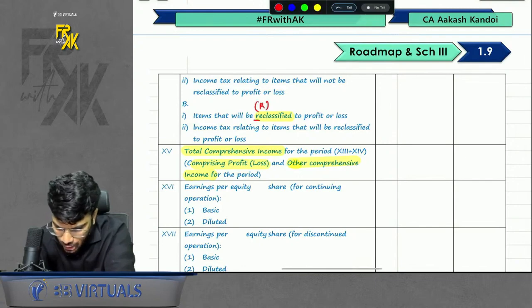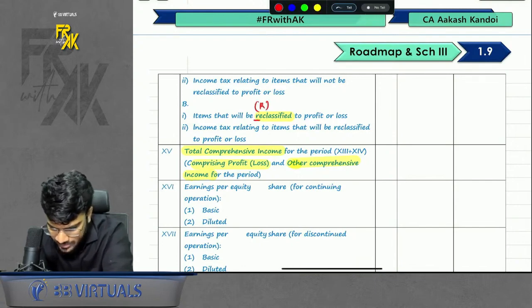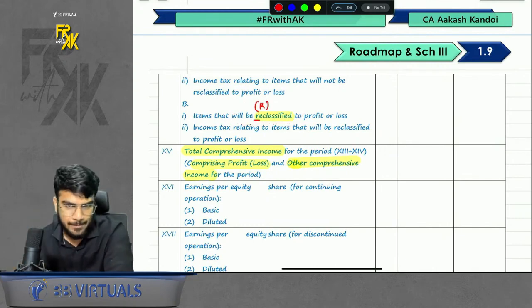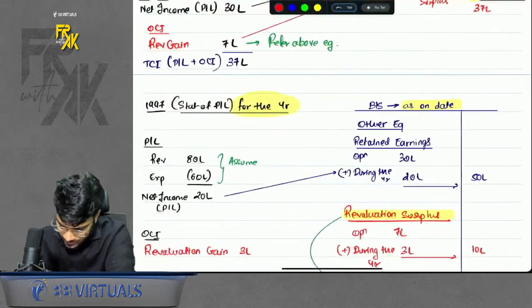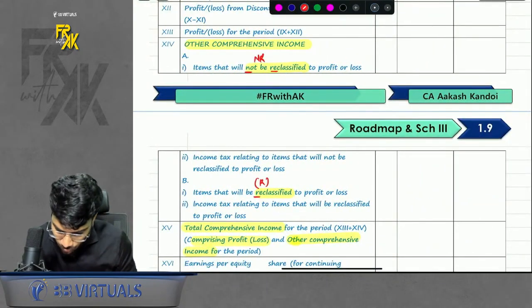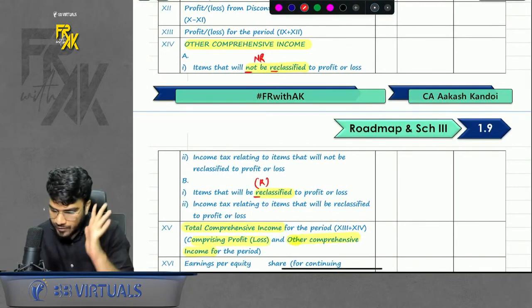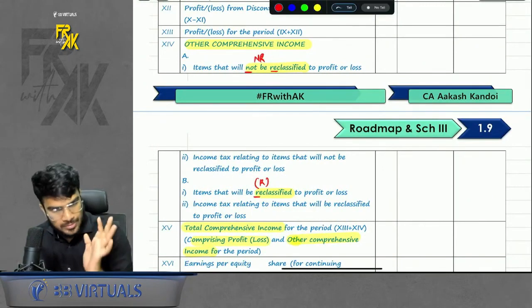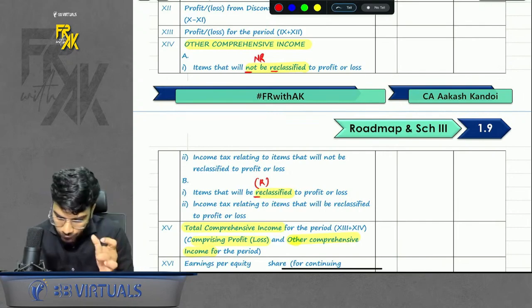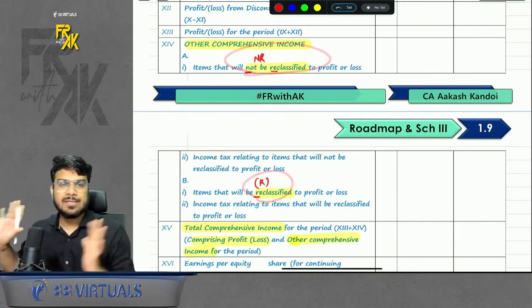So, what is this not to be reclassified and what is this will be reclassified? As of now, we do not know this. We will study this also in IND AS 16, right? Everything I can't teach you here itself, because as of now we don't have the knowledge of many items. We just need to know that there is a category of OCI, and that there are two columns within OCI. What those two columns are, we will study in the respective IND AS.